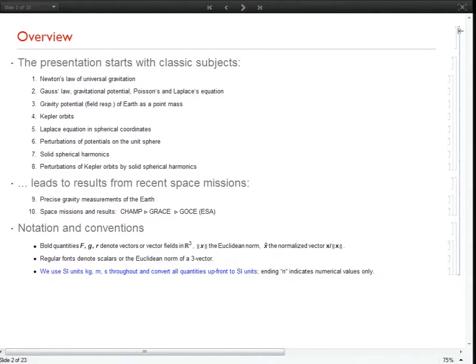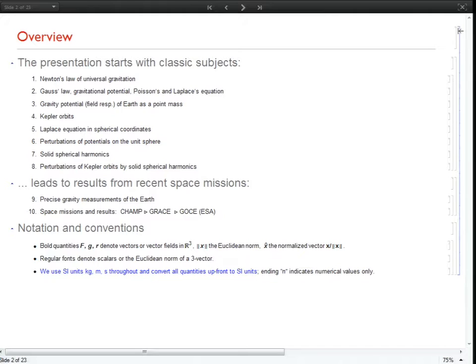And finally, within the presentation, I want to go to the results of some recent space missions. First, how to precisely measure the gravity field of the Earth, and then present some results from recent space missions, namely CHAMP, GRACE, and the ESA GOCE mission.